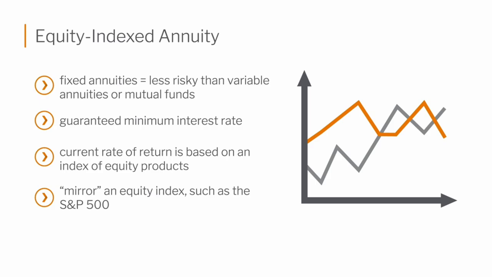So it's not quite as risky. They're actually fixed annuities. They're less risky than variable annuities or actually mutual funds because you're not actually buying the stocks that make up, for example, the Standard & Poor's 500. You're just mirroring what they do, okay? So it's just kind of a new take on how to invest with not being as risky as actually owning the stocks that make up that particular index.